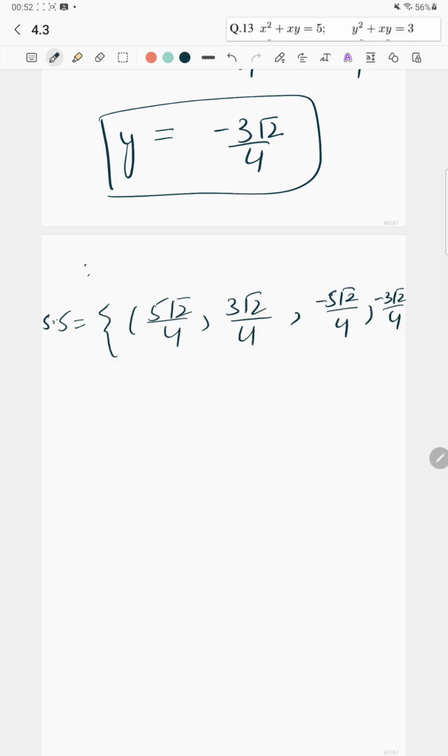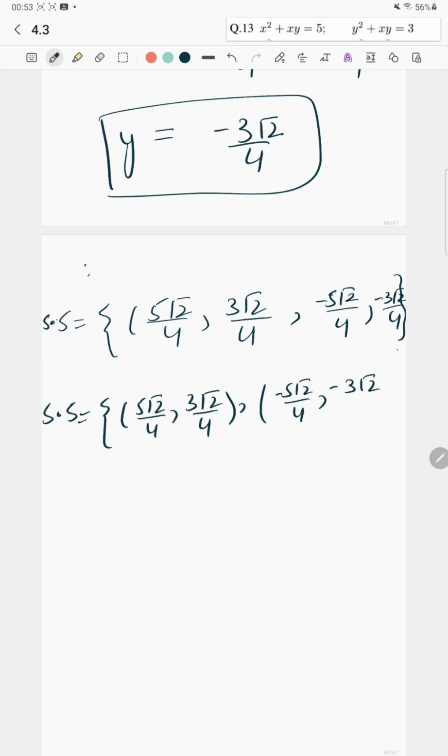And this solution set is equal to this, or I can write it again. The solution set is equal to (5 square root 2 by 4, 3 square root 2 by 4), comma, (minus 5 square root 2 by 4, minus 3 square root 2 by 4).